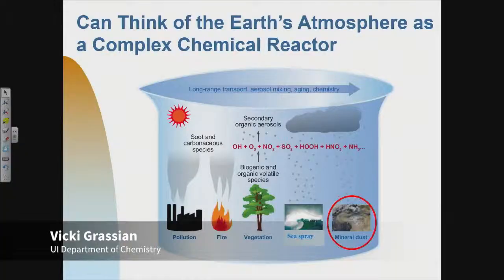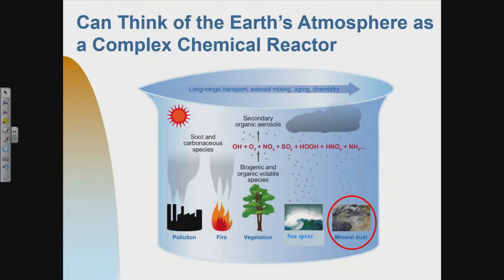So we can think of the Earth's atmosphere as a complex chemical reactor. I'm a chemist, and so here's my vision of the atmosphere. We have that globe, and now I've put it into a beaker where you have a lot of different emissions going on. Some of them are natural from vegetation. We have wave action, and we have this whole thing called mineral dust.